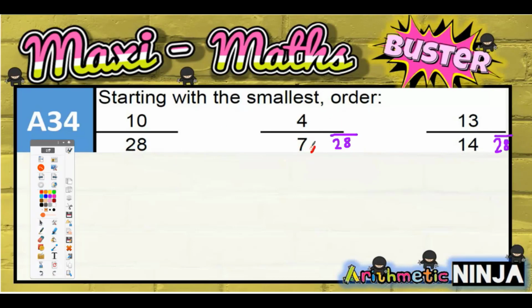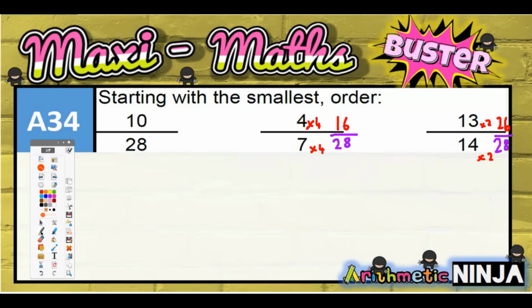So 7 to 28, you make it 4 times bigger. So you make the top number 4 times bigger as well. 4 times 4 is 16. So that's 16 28ths. And then to get the 14 out of 28, you need to double it. Double 14 is 28, so double 13 is 26. So we've now made equivalent fractions.